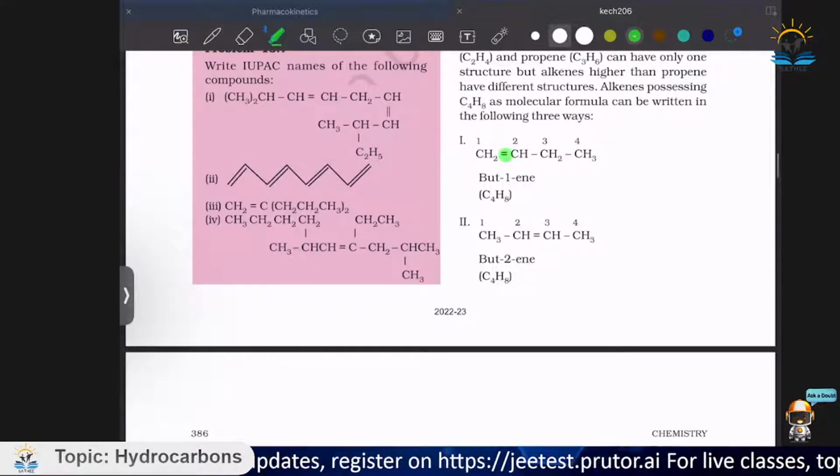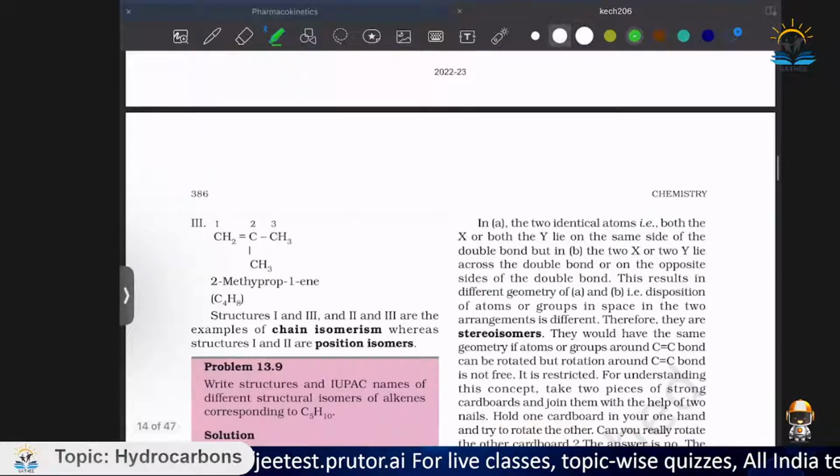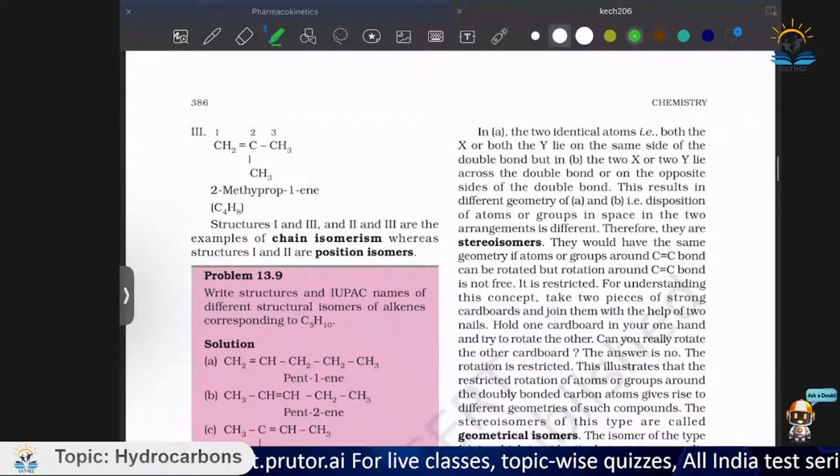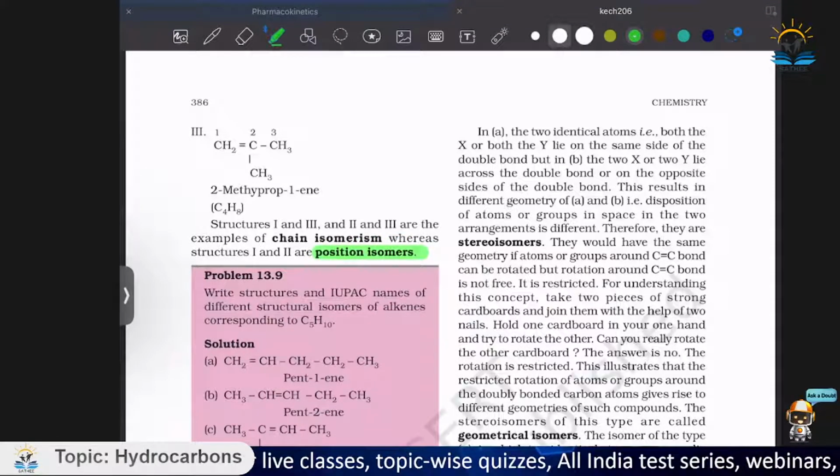Suppose the double bond is between C1 and C2. This is but-1-ene. Between C2 and C3, this is but-2-ene. Both of these are position isomers. But in the other structure, you can see the chain length has changed. It is propene now. So these are chain isomers.